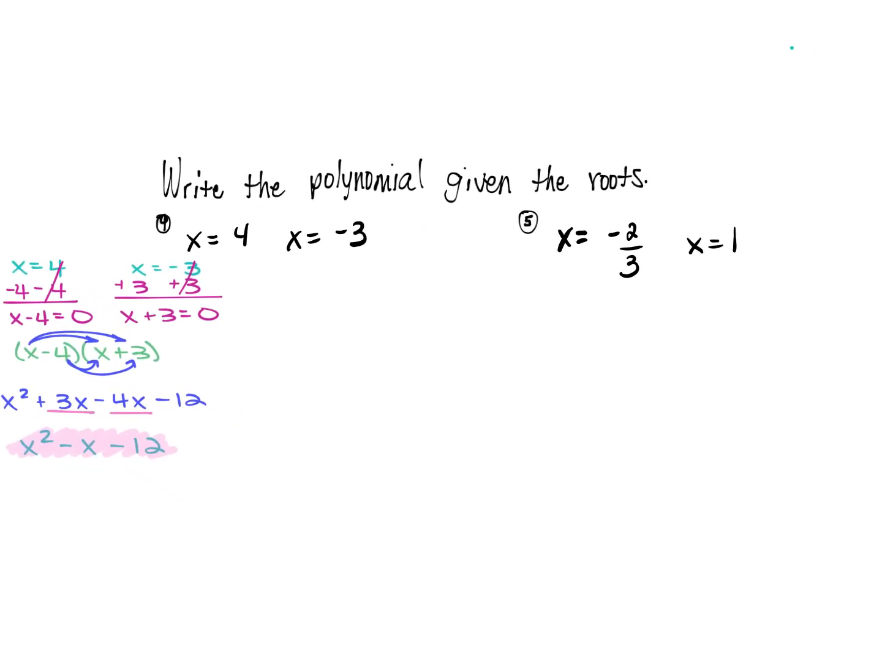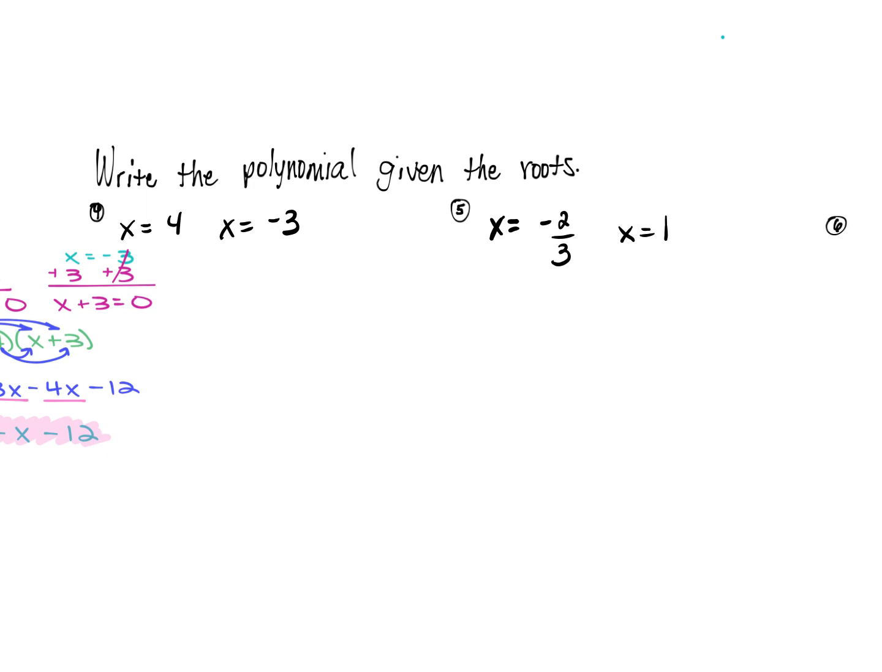For number 5, you're given x is equal to negative 2/3 and x is equal to 1. If you work with the x is equal to negative 2/3, you're not going to add the 2/3 over. I mean, you could, but then you'd have x plus 2/3 is equal to 0. You have a fraction. Do you want to work with a fraction? No. So undo what you see. Fractions are the same thing as what operation? Division.